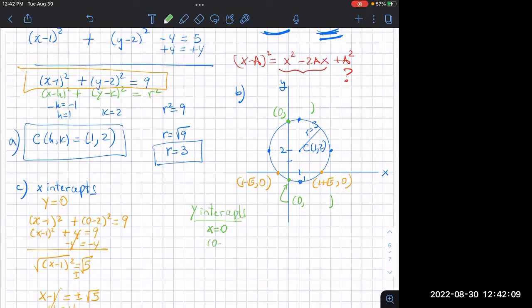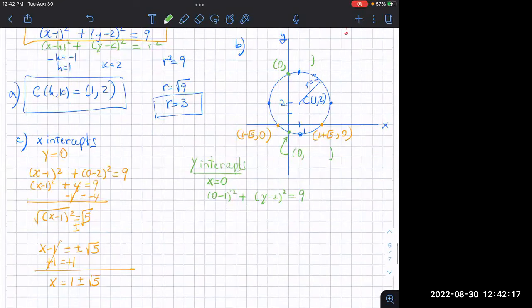So then that becomes 0 minus 1 squared plus y minus 2 squared equals 9. Now, when you're solving for y at this point, because the y appears only in one place, you just isolate the variable. So you don't want to open that up. So isolate y. Subtract the 1 on both sides. So you get y minus 2 squared equals 8.